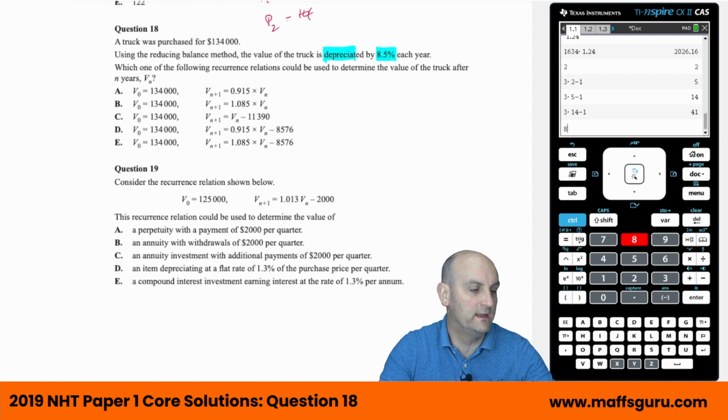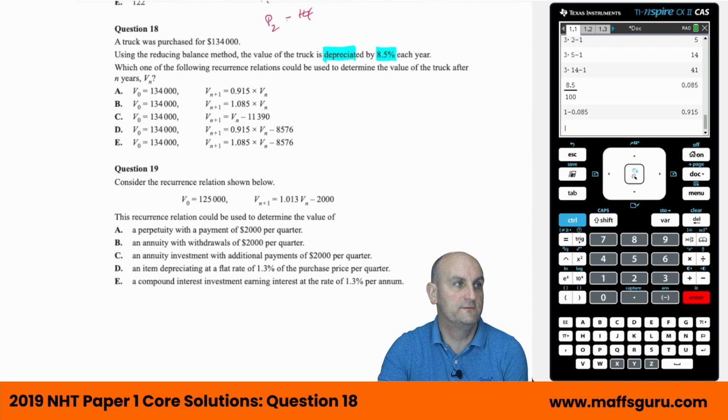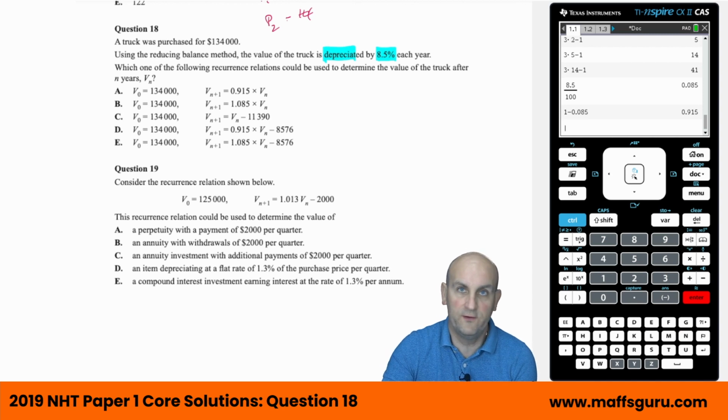So 8.5 divided by 100 to turn it to a decimal gives me 0.085. What I'm now going to do is take that away from 1, and that is going to give me my multiplier of 0.915. That is basically what you're going to multiply by for a reduction of 8.5%.